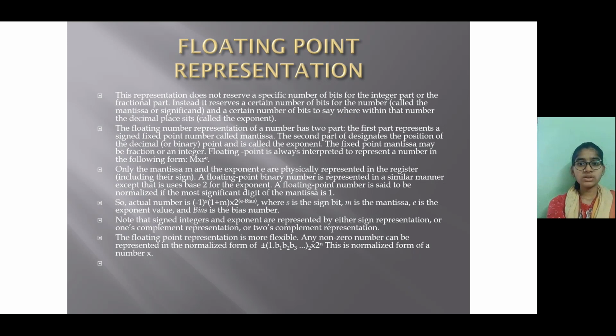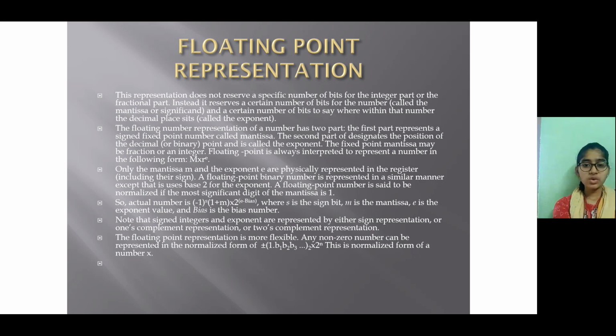Floating point is always interpreted to represent a number in the following form: m times r to the power e. Only the mantissa m and the exponent e are physically represented in the register, including their sign. A floating point binary number is represented in a similar manner, except that it uses base 2 for the exponent. A floating point number is said to be normalized if the most significant digit of the mantissa is 1.